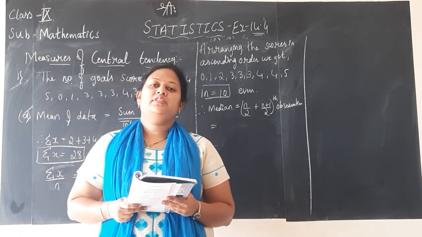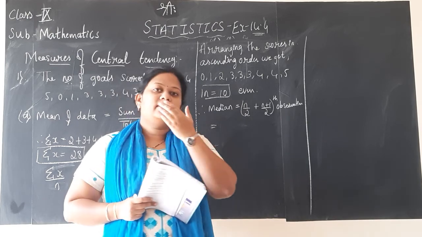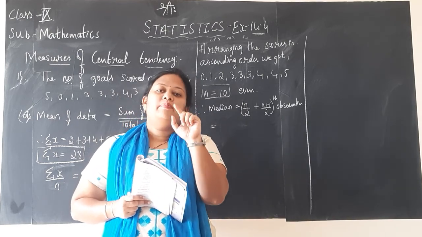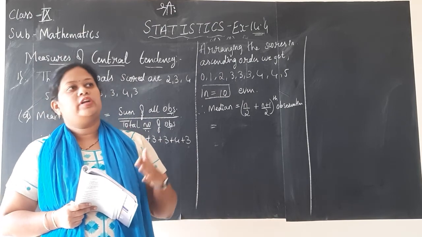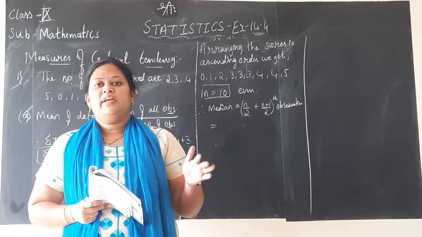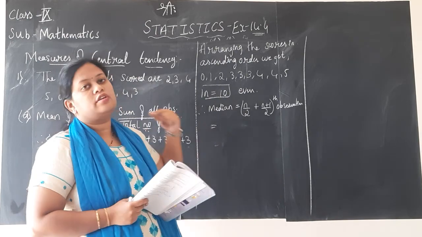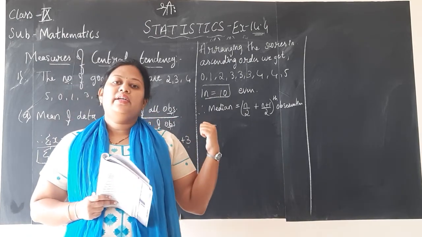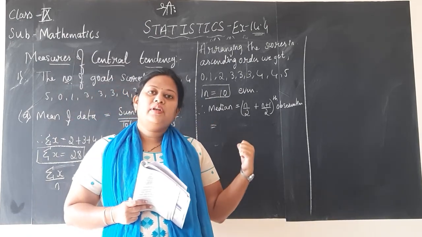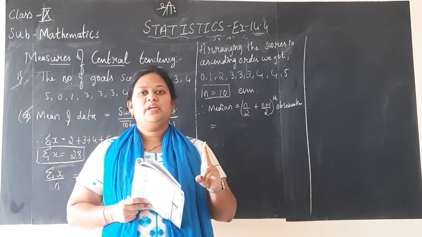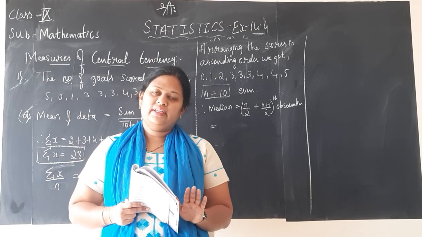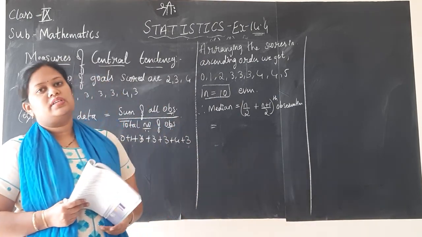So children, we shall start with the last exercise, exercise 14.4. Before that, I want to tell you one thing. After completing exercise 14.3 in your graph book, you will again write the heading measures of central tendency, and write the definitions and formulas which I wrote on the board in the previous video. Mean, median, mode, you will write the definitions and then start with this exercise.